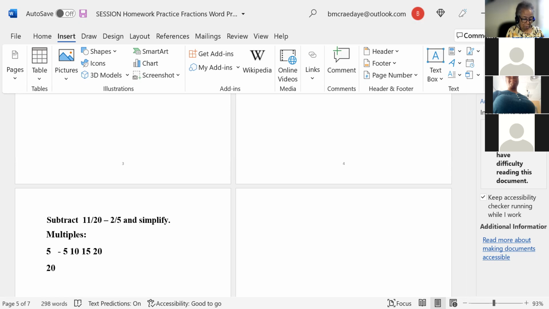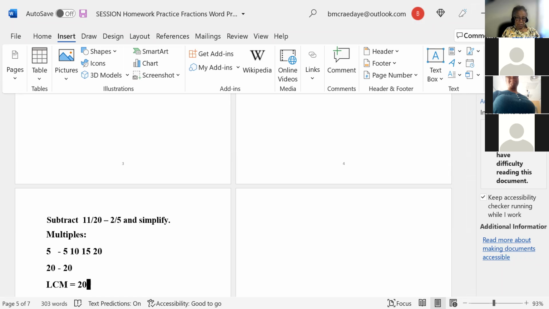20 times 1 is 20. So now you know your least common multiple is what? 20, because they both have 20, right? So your least common multiple of 20 and 5 is equal to 20. Now, 2 over 5 is what over 20? 11 over 20 is already in 20ths.